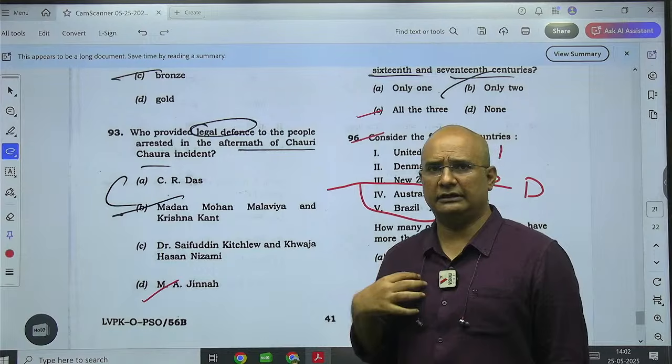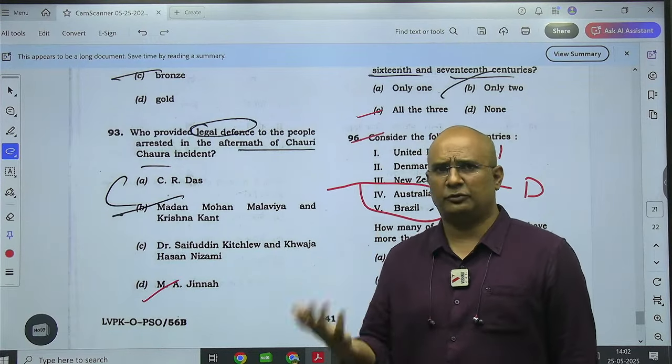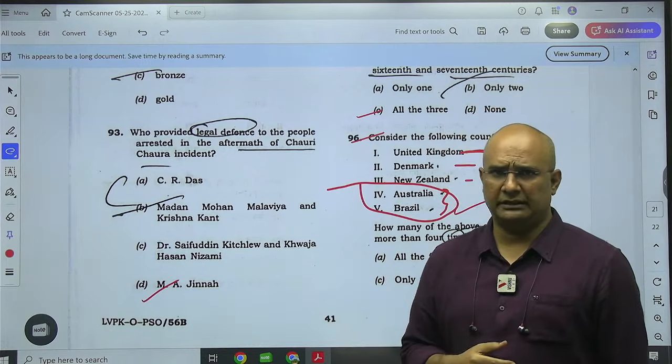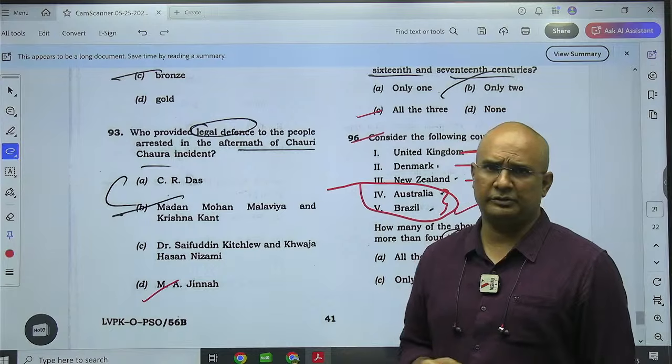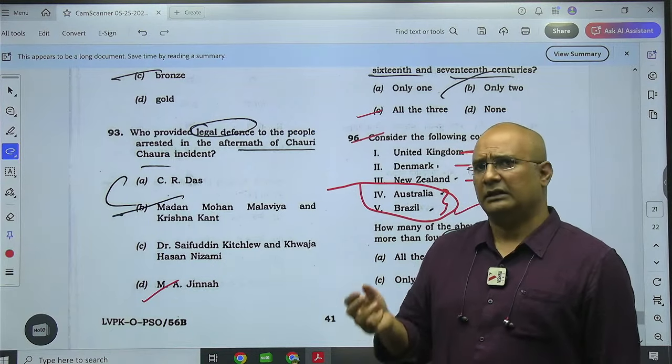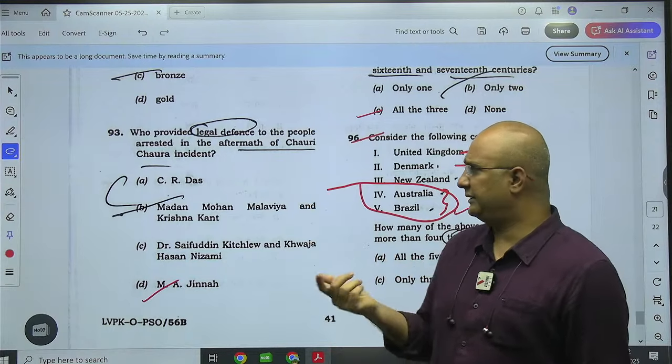The 93rd question is slightly on a difficult side, although it is related to our knowledge of the Chauri Chaura incident. We all know that it is the incident after which there was so much violence, in which 22 men were killed, after which the non-cooperation movement was suspended by Gandhi. We all know those basic points, but then the question is slightly different.